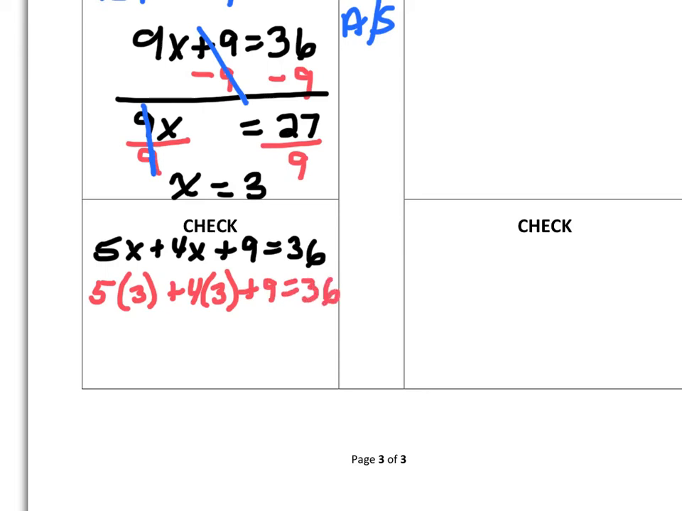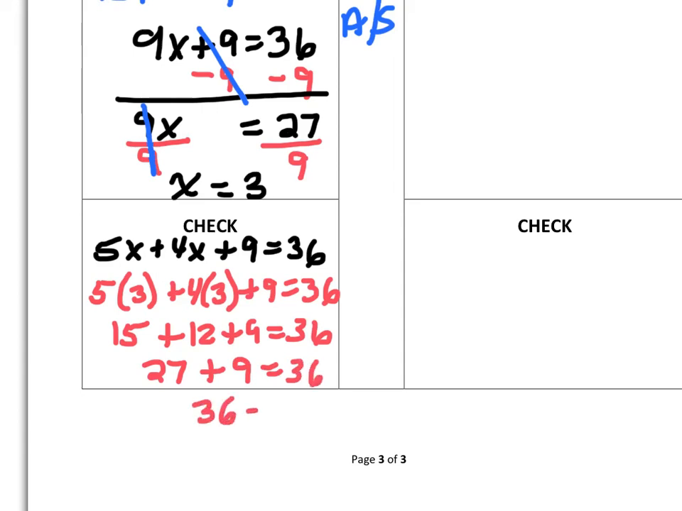Alright, we have multiplication here, we have multiplication here, and then we have addition. We have to do multiplications from left to right first. So 5 times 3 is 15, plus 4 times 3 is 12, plus 9, and we're hoping this whole thing equals 36. We have addition left. We have to work left to right on addition. 15 plus 12 is 27, plus 9 equals 36, and finally 36 does equal 36, so everything checks out.